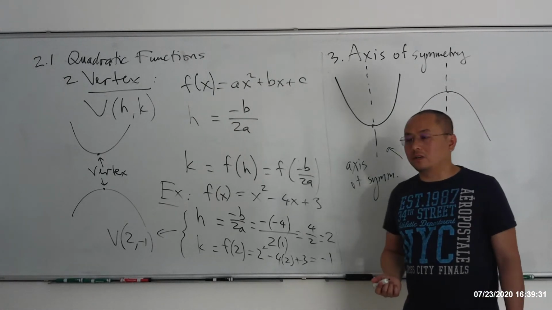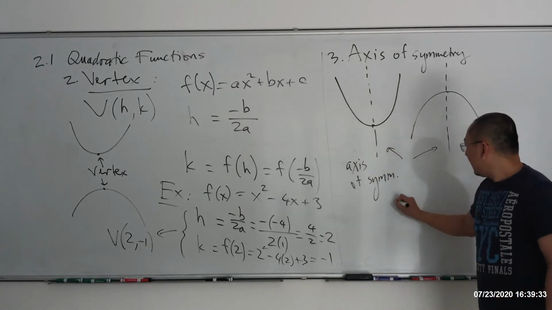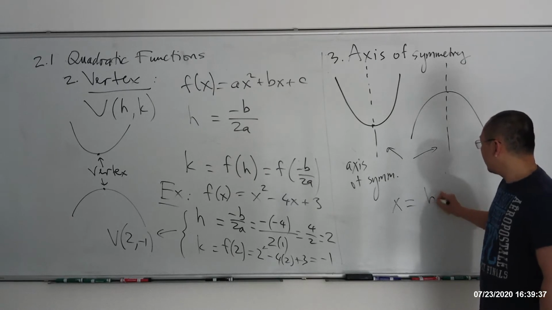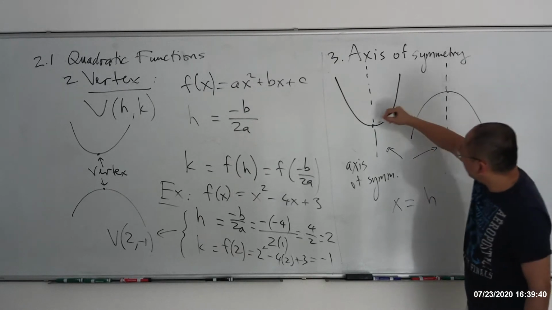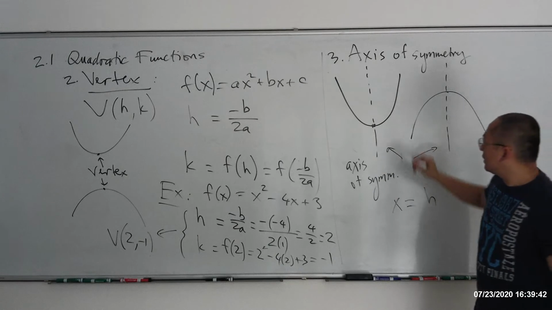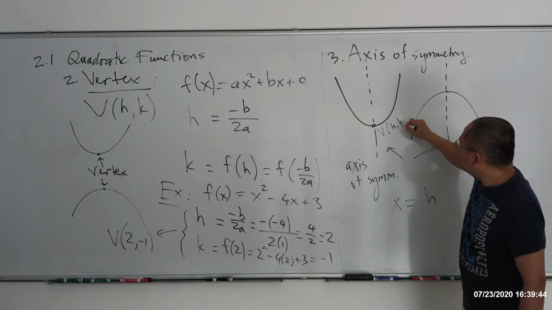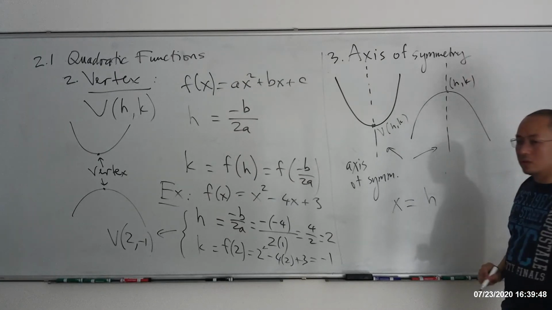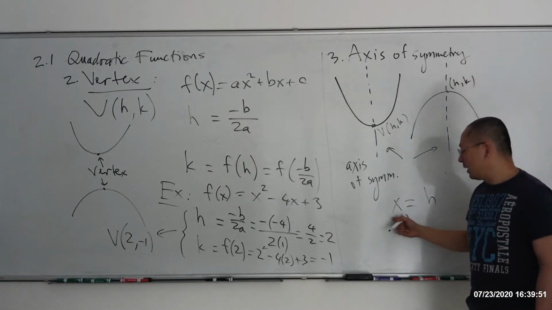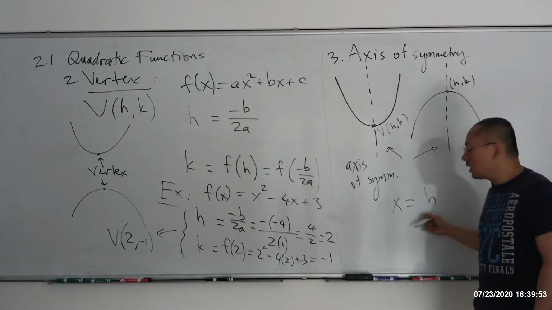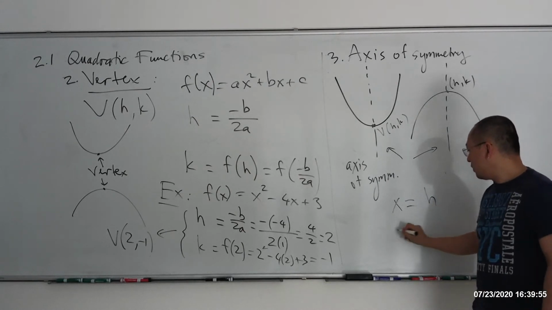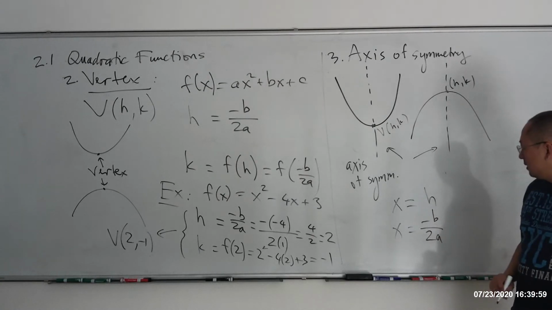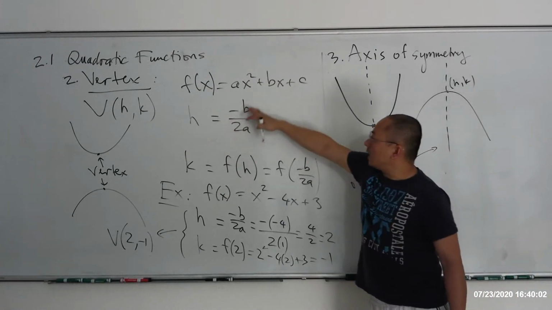The equation of a vertical line is what? x equal to something. And you know what it is? x is going to be equal to h. See why we say h right here? Because this is the vertex. The line goes through the vertex, which is h comma k, right? h comma k. So the x coordinate is always equal to h. So this is the equation, okay? It's not a value. It's an equation of a vertical line. x equal to h, or you can write it x equal to negative b over 2a, because you know that h is equal to negative b over 2a.